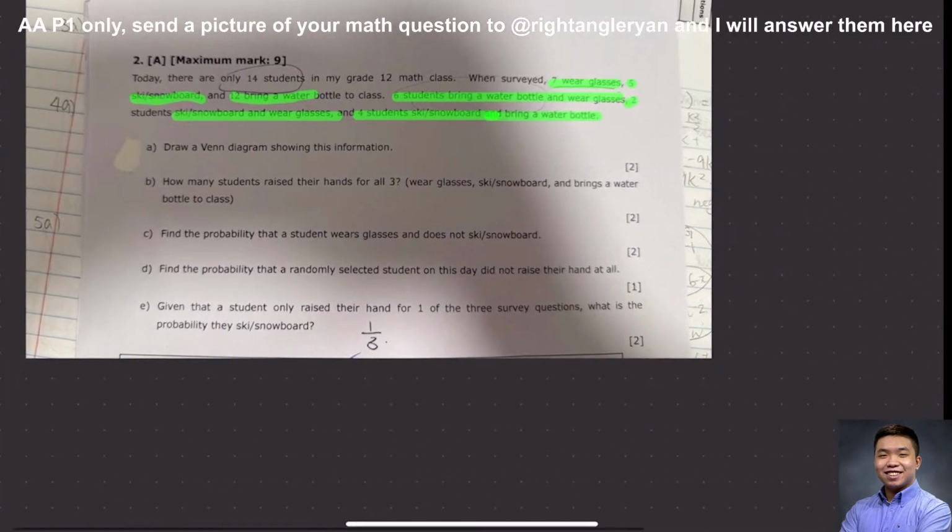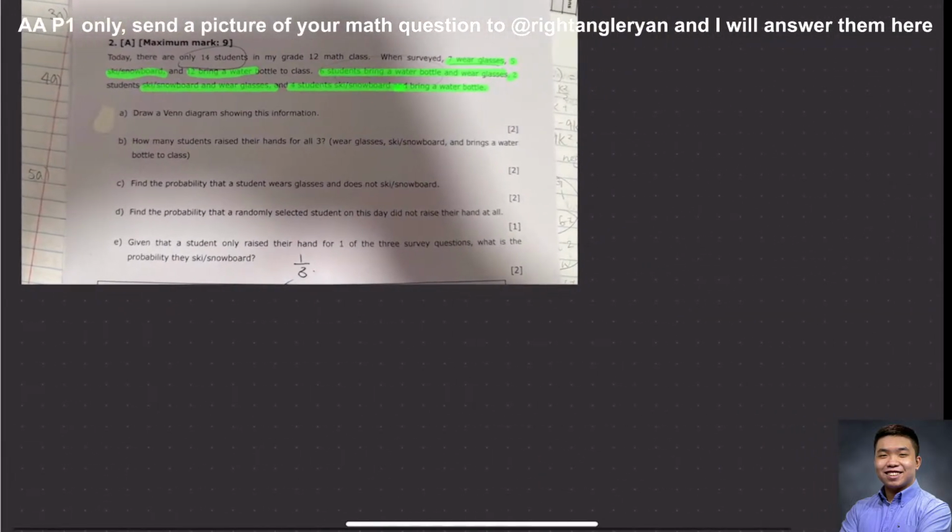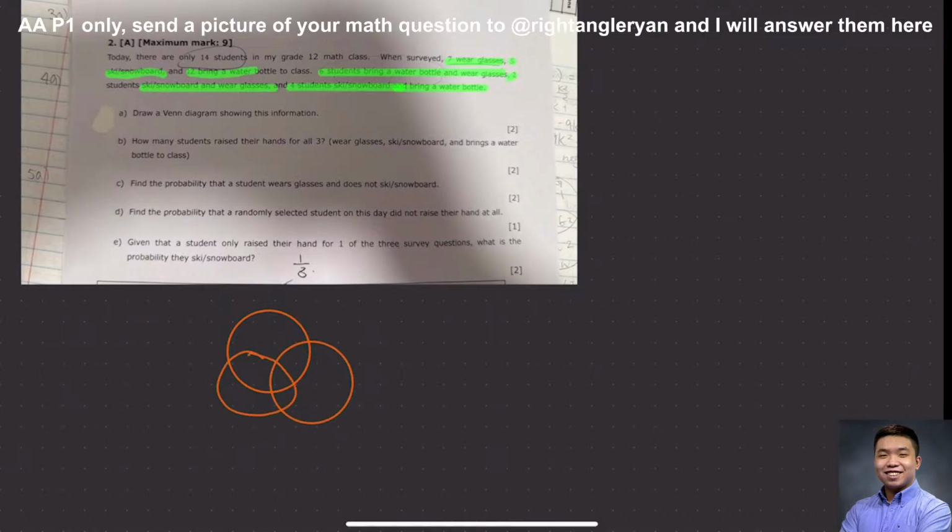Okay, so for the Venn diagram, that means I need to draw 3 circles, right? So, 3 circles.